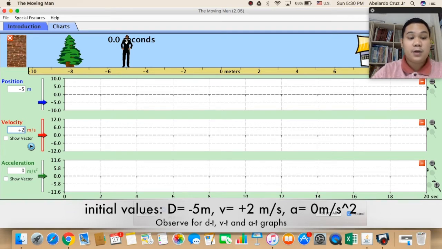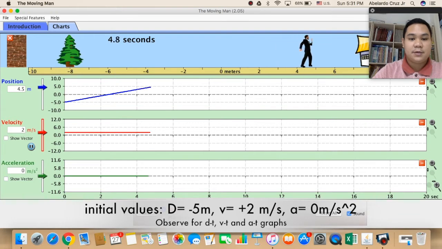Okay, take note we have zero acceleration. What could be the graph? Let's try to see. Okay, now, meaning to say, the man is moving at 2 meters per second. Now, if we try to analyze the graph, in a position time graph, it has a straight line. However, in a velocity time graph, you can see that it has constant velocity, which is 2 meters per second.